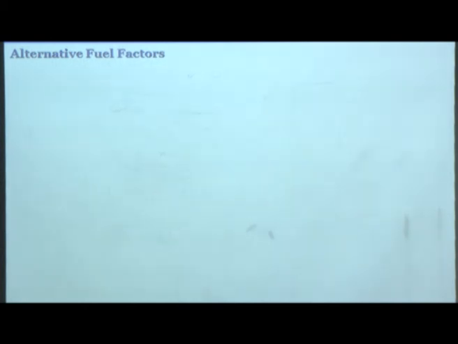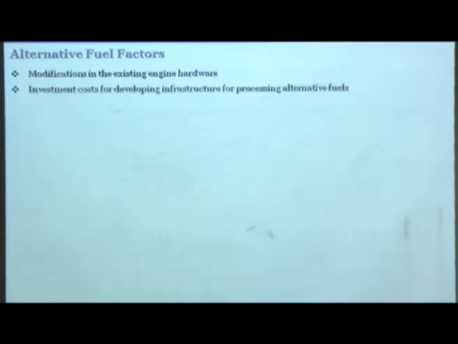Now, whenever you are going for any new alternative fuel, you have to keep in mind four extremely important factors. One is what is the modification in the existing engine hardware. Suppose I am saying that I have a wonderful fuel which is very cheap, and it will be nice if you can convert your car to run on this fuel, but it will require an expenditure of 4 lakh rupees to make your car compatible with my fuel. And of course the price of my fuel will be half.